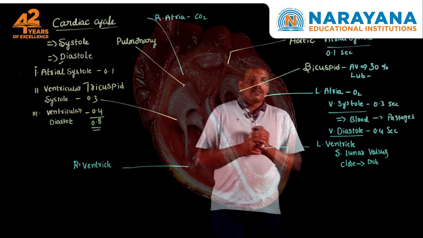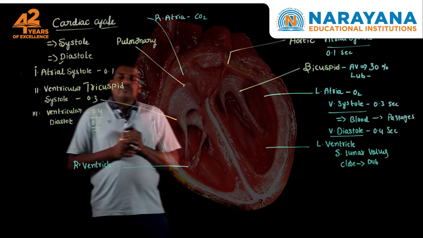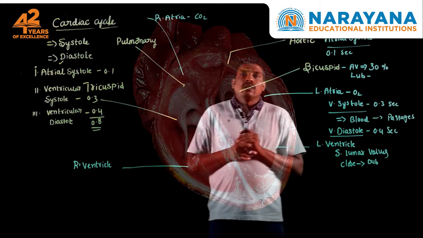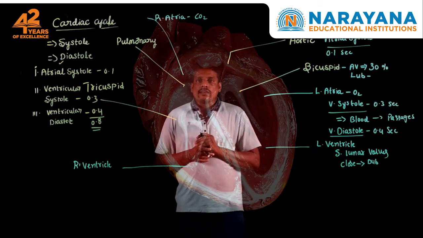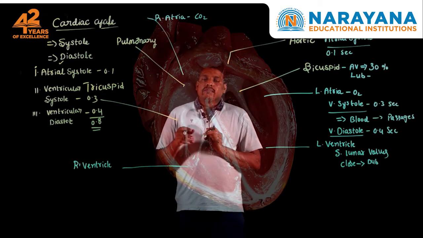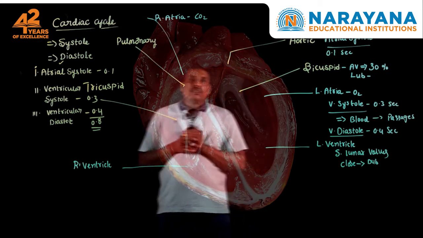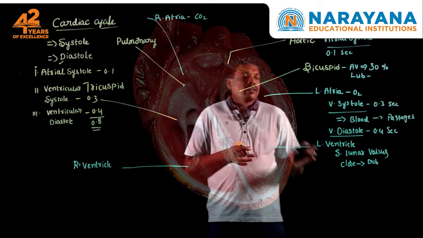So, like this, lub and dub sounds are produced because of the closing of the heart valves. We can say valves help to move the blood in a particular direction. They prevent the backward flow of blood, isn't it? So, this is the way at the end of the ventricular diastole.